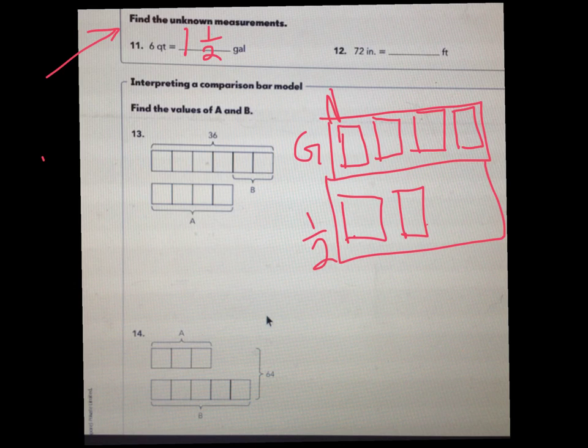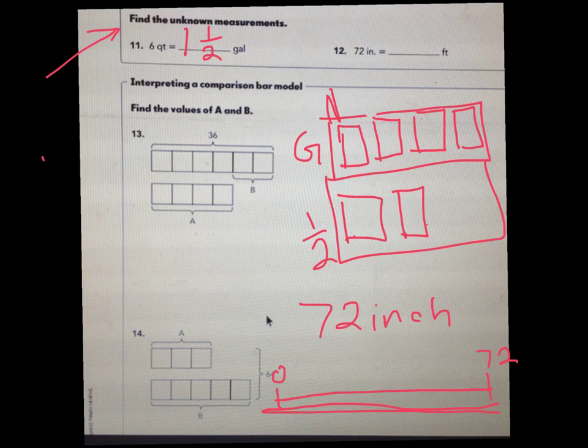Again, just having them draw it out helps them figure out what's going on and solve it. If I have 72 inches and I'm dividing it by feet, this one is great. If they're doing it on a number line, you can just put 0 and 72. I always tell them they don't have to draw every number on the number line. They can just draw a line and name it. So we name this 72 inches.